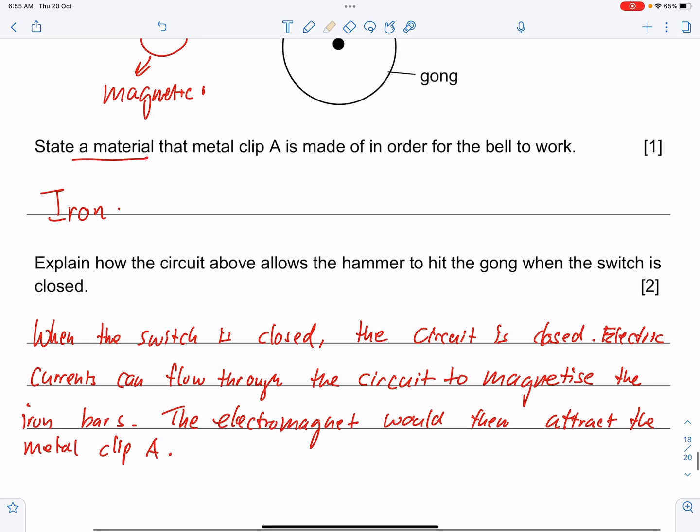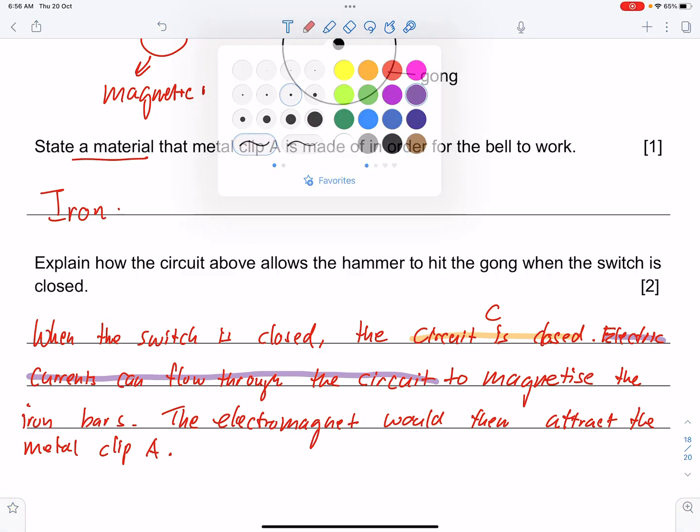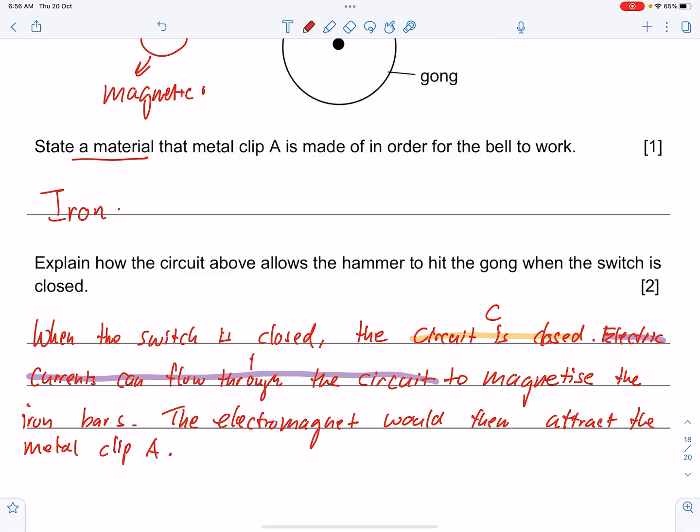Okay, so let's take a look. So circuit is closed is my C. Electric currents can flow through the circuit. This is my E. And my last part over here, magnetized iron bars, electromagnet, okay, will attract the metal clip. This part is my CEO.